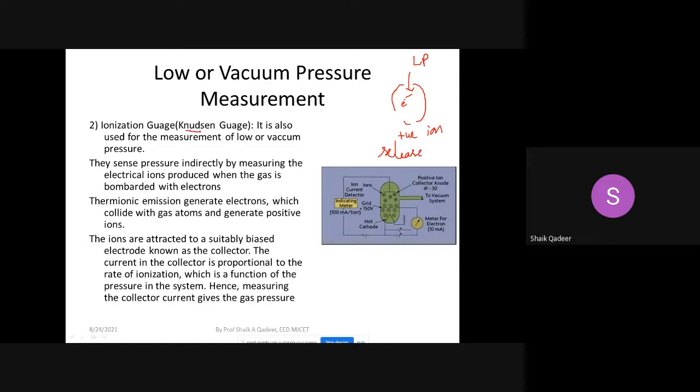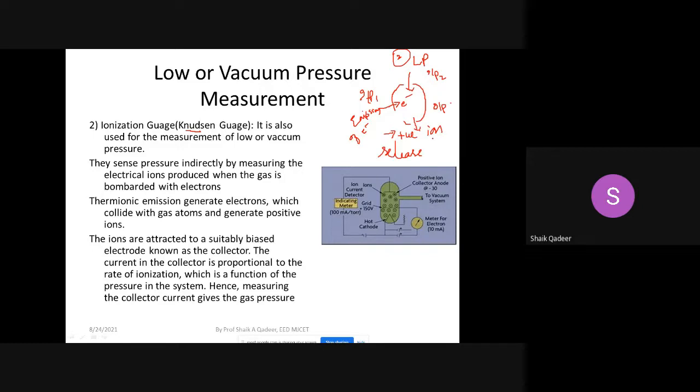Let me explain again. We have a setup in which we are emitting electrons. Input one is the emission of electrons. What is the second input? The second input is low pressure. When these low pressure gas molecules are bombarded with electrons, it results in an output. What is the result? Release of positive ions. Hope it is clear to everybody.